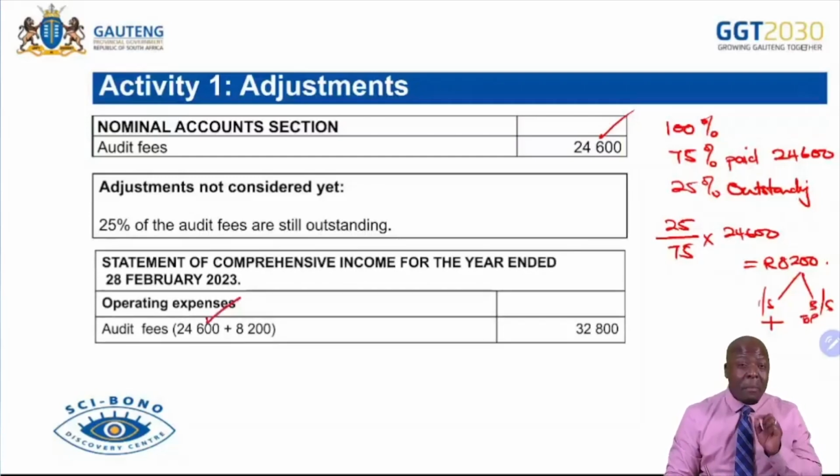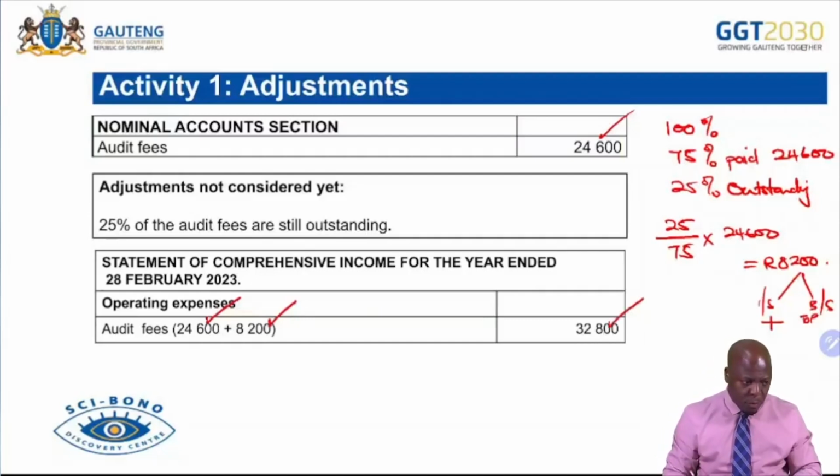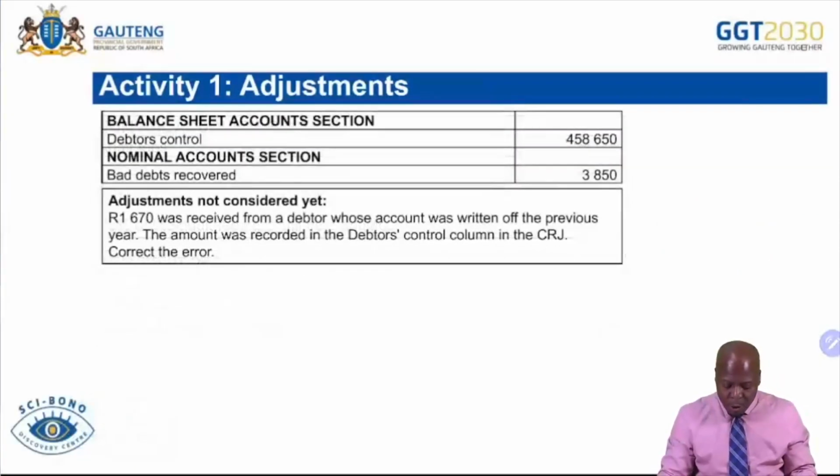trial balance. Remember to always take the amounts from the list of balances, and then we come here, and then we now say the outstanding amount, which is your 8.2. Then we end up with 32.8. And remember, this also goes to your balance sheet, trade and other payables. Let's go on to the next one.